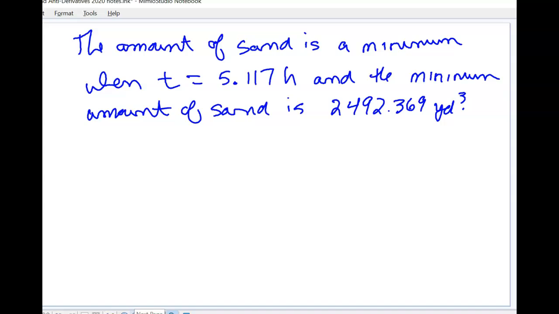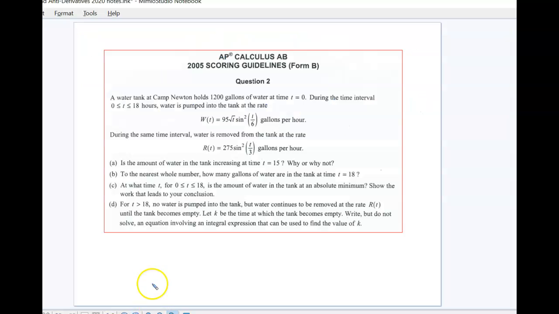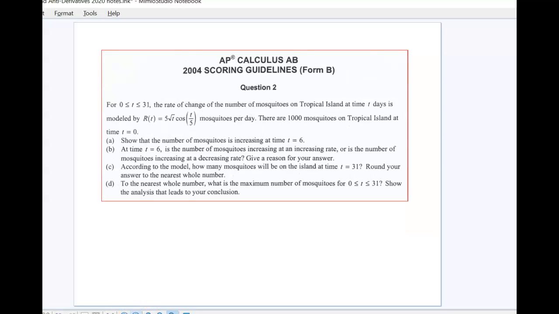Now there are some other similar questions. Okay, so I'm going to give you this one to try on your own. You can do A, B, and C of this question. Very similar, but now we're talking about water being pumped into a tank and being removed from a tank. And there is another one as well, talking about mosquitoes. Again, we could look at all 4 questions there, and we'll cover both of these in class. But again, I want you to give those a try on your own.